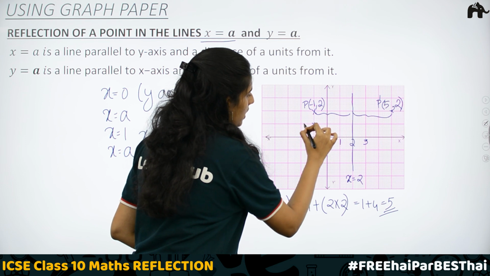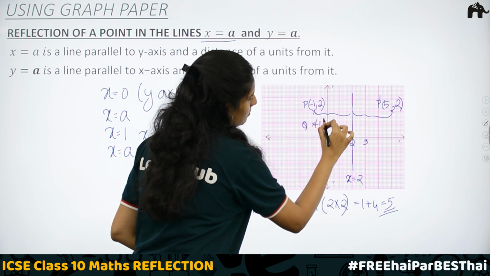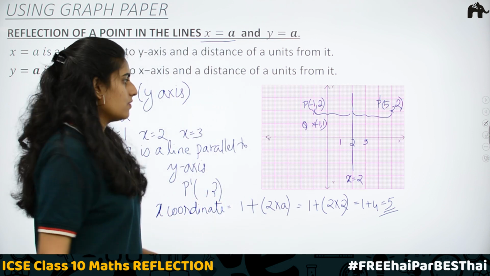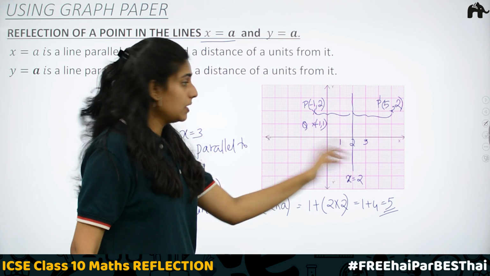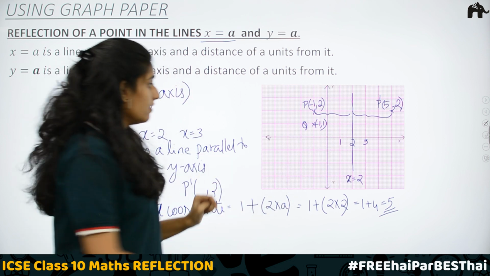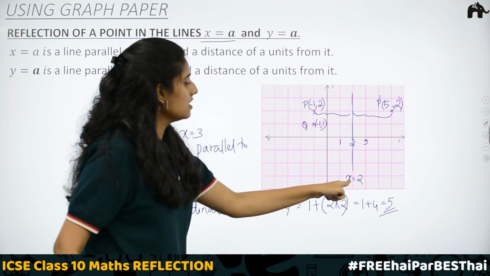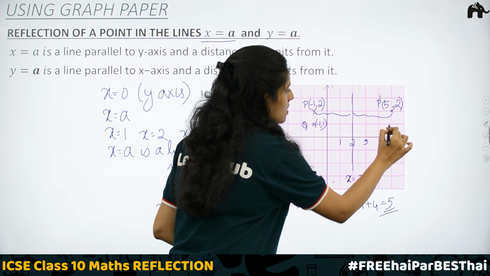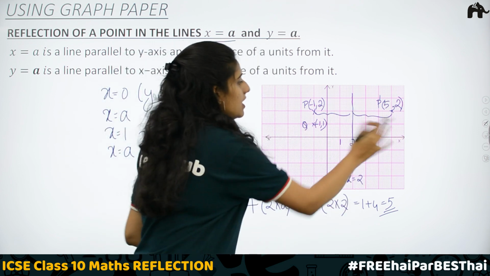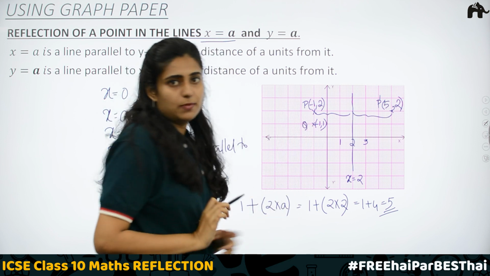This is my point Q of coordinates -1, 1. X is equal to 2. This is my mirror line. We can understand that this is also at a distance of 3 units from x is equal to 2 line. So image will also be formed at a distance of 3 units towards the right from the mirror line. And the y coordinate will be same.